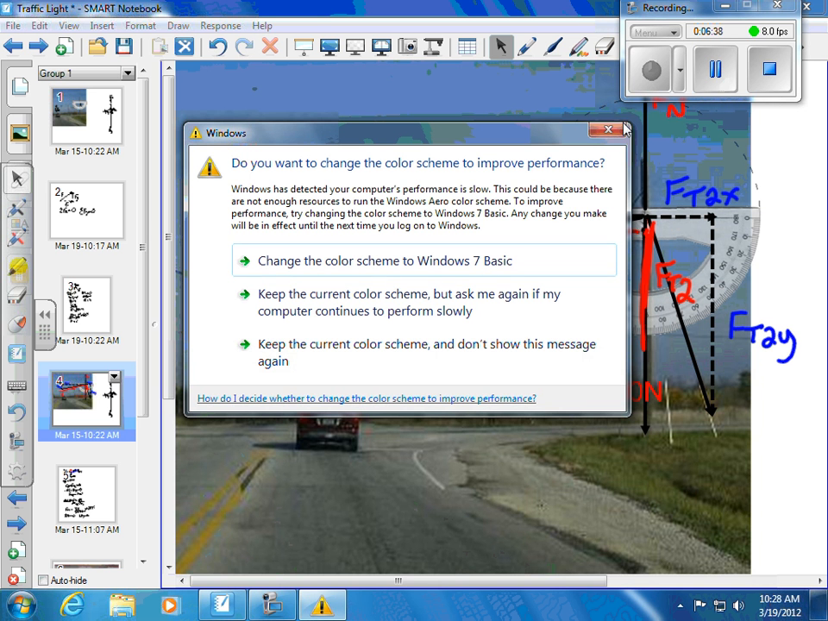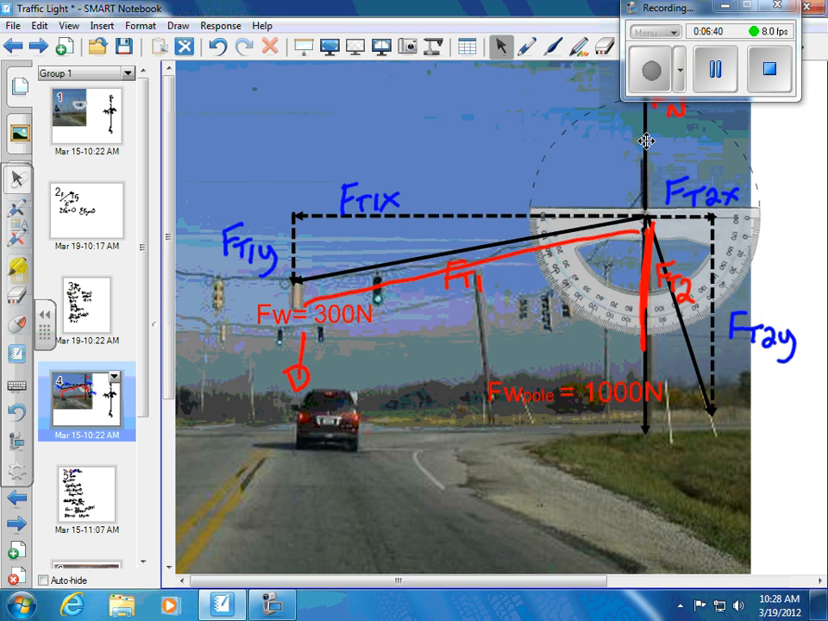Half of it goes to this side. We're not worried about the other side right now. All we're worried about is what's the force on this wire right here, this tension line. Who cares about the opposite wire? Well, that's the force that keeps the pole from falling over.